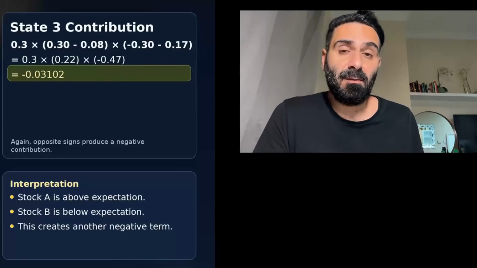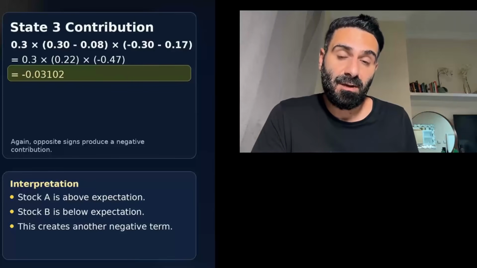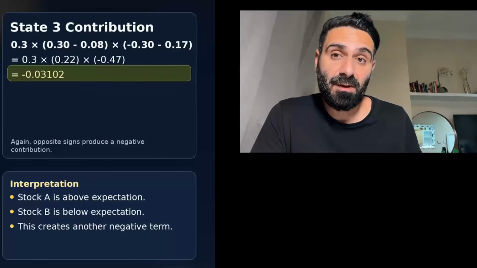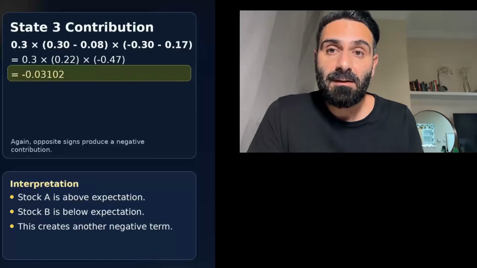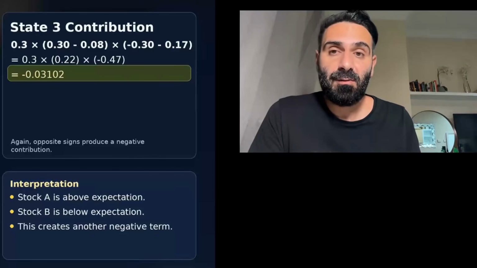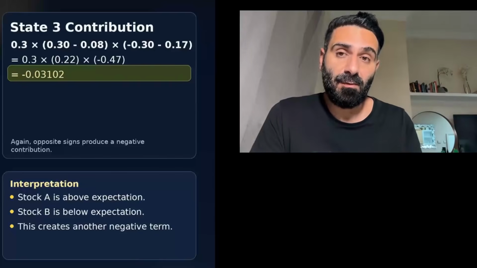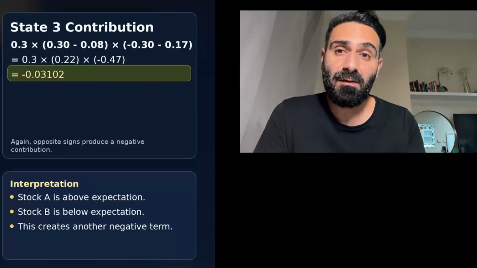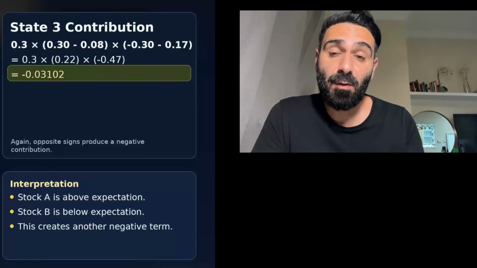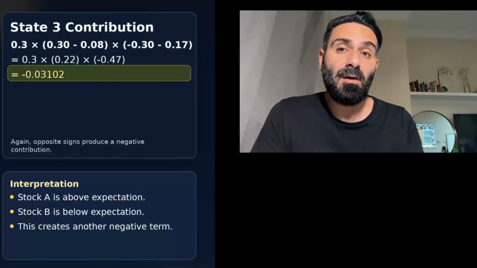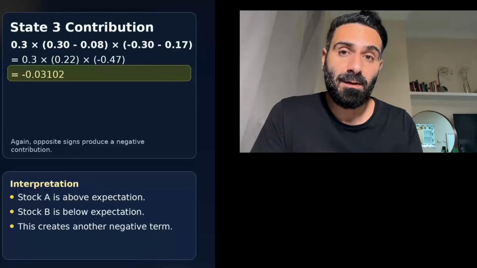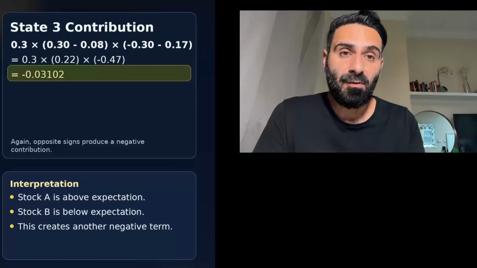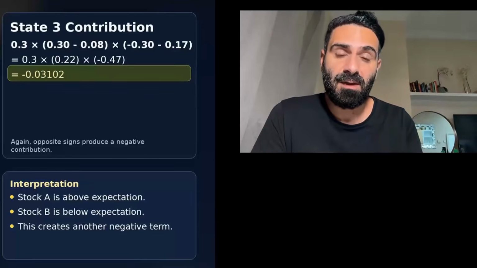Now for the last row: 30% multiplied by, between brackets, 30% minus the mean of 8%, multiplied by, between brackets, minus 30%, the last return of stock B, minus the mean of the returns of stock B, 17%. Don't forget to multiply each row by the probability of 40%, 30%, 30%. So this is the third 30%, as you can see at the beginning of the equation, and you will get minus 0.03102. Keep the numbers as they are, no need to round, because you will round at the last point.